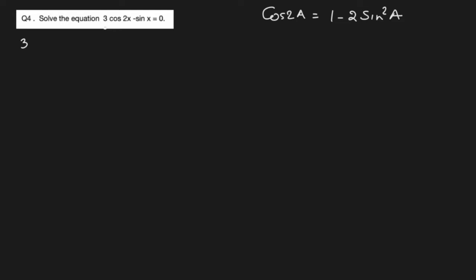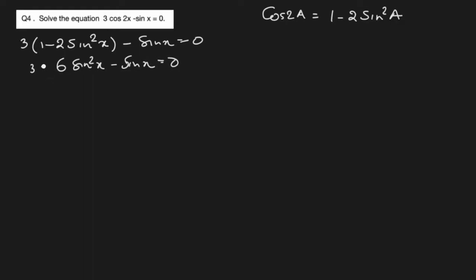So 3 remains 3, but cos 2x becomes, according to this, 1 minus 2 sine square x, minus sine x equal to 0. If we open the bracket, 3 minus 6 sine square x minus sine x equal to 0. Let's change the sign because the square term is negative, so I want to make it positive. So 6 sine square x becomes positive, plus sine x, but 3 will become negative, because I'm changing the sign of all of them to make the leading coefficient positive.